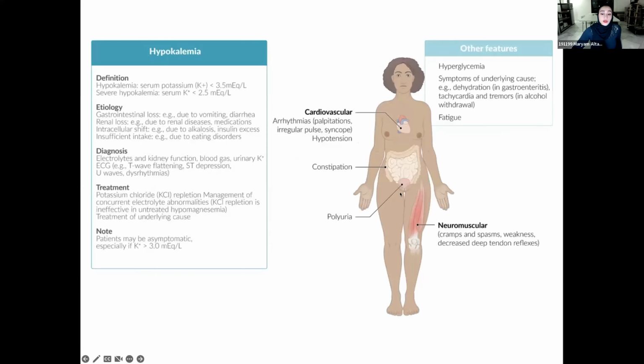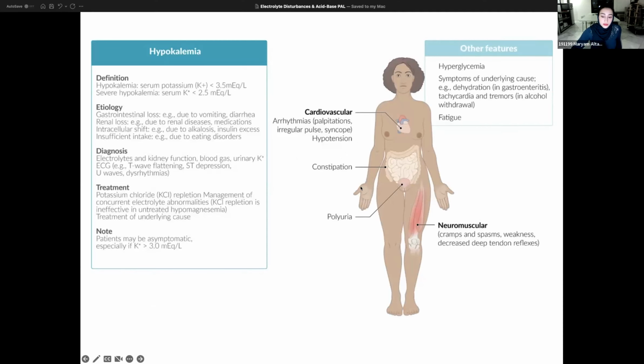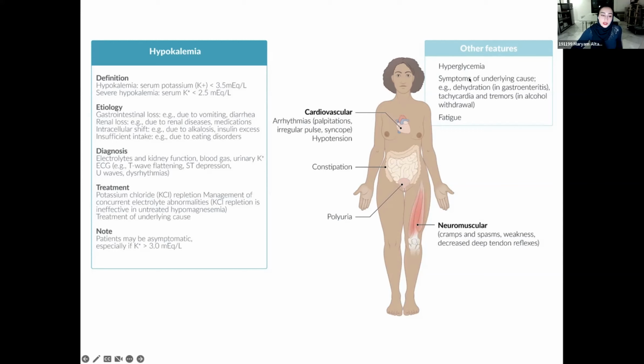Okay, so this is what you can see in hypokalemia. You can get constipation, you can get cardiac arrhythmia. So here, instead of slowing down the heart rate, you're speeding it up. You can get palpitations, they can have syncope because the heart is not pumping properly, and hypotension. You can get polyuria, remember the nephrogenic diabetes insipidus. You can get neuromuscular problems like cramps and spasms, weakness, deep tendon reflexes can be decreased. Okay, and other features, you can also have hyperglycemia, and again, symptoms will always depend on the underlying cause.